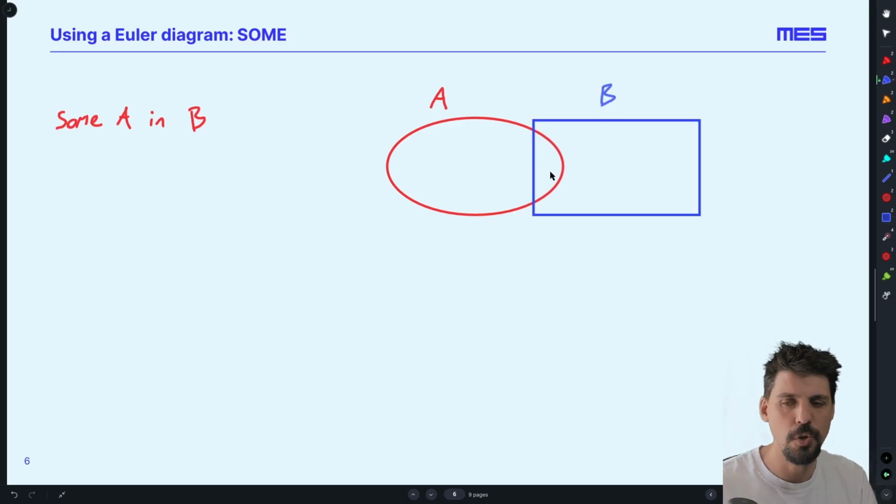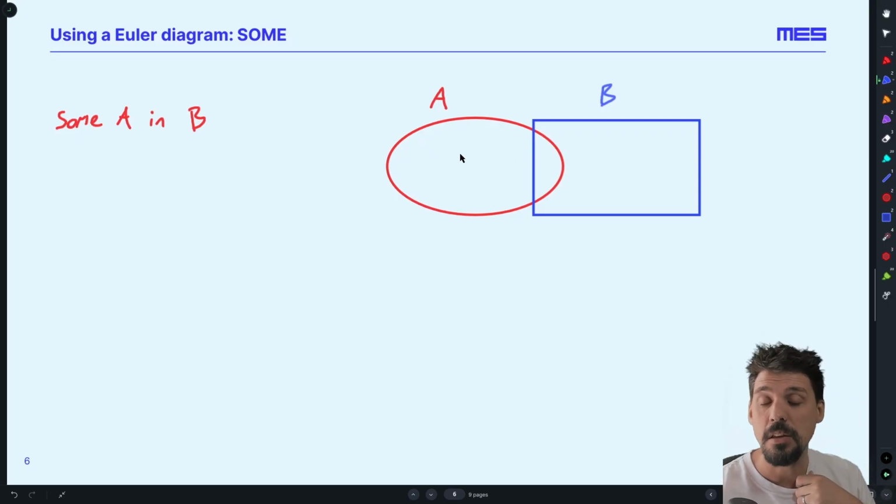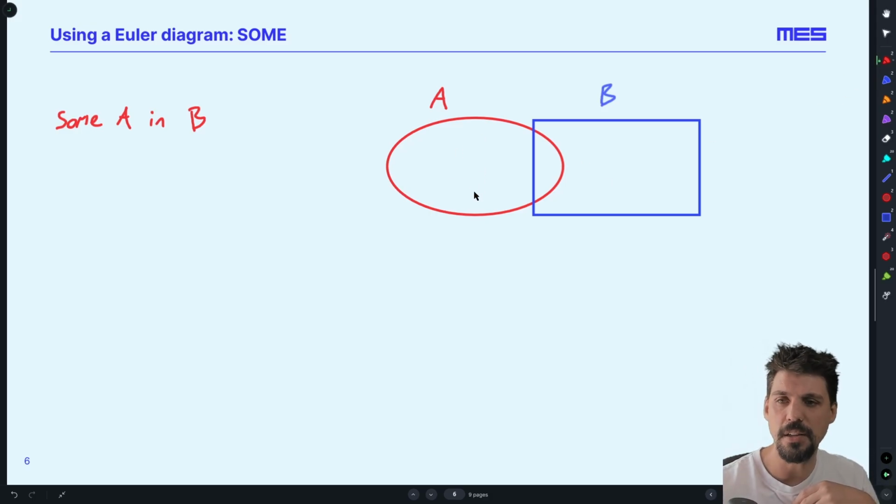Okay, so we know for sure there's something in here. Now, point in case, if we know that some A is in B, could there be some A that is not in B? Yes. Do we know for sure there is? No, we don't know for sure. All right. So the important thing here is I don't know if there's anything in there. Maybe. Don't know. But we do know for sure that there is something in there.